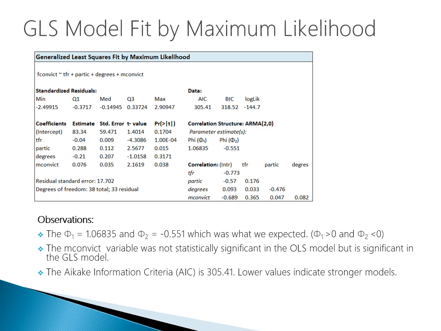And the Akaike information criterion, AIC, is 305.41. Lower values indicate stronger models. So if we're using this model over and over with different types of variables, we're looking for models that have a lower AIC.